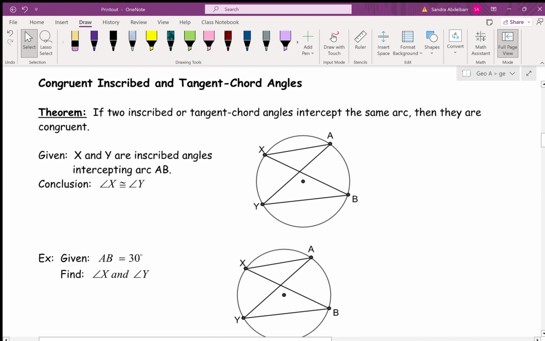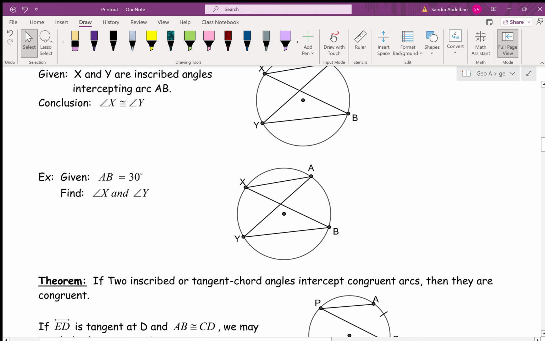So the theorems, you don't have to memorize them, you just have to understand them because we're not doing proofs, we're just applying them in algebra problems. What the first theorem is saying: if two inscribed or tangent chord angles intercept the same arc, then they are congruent. To sum it up, if two angles whose vertices are on the rim of the circle, like Pac-Man mouths, are both eating the same arc, they're going to be congruent, which makes perfect sense.